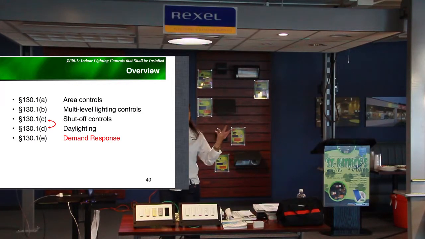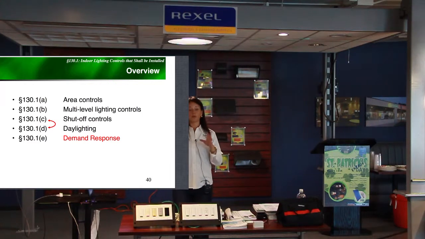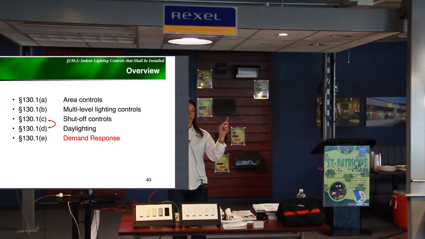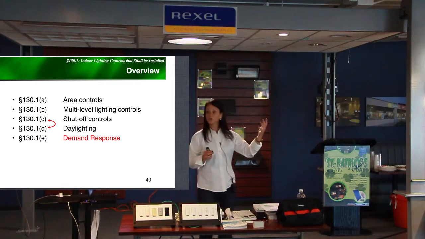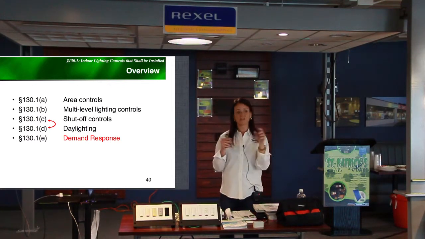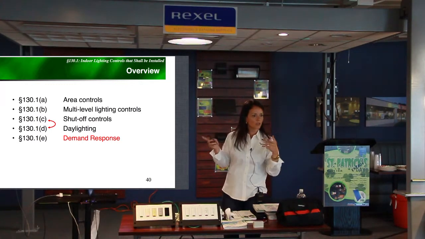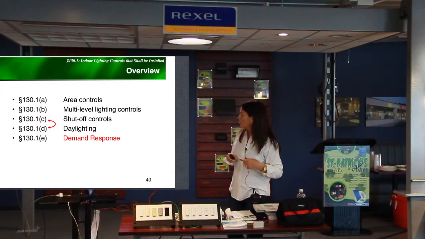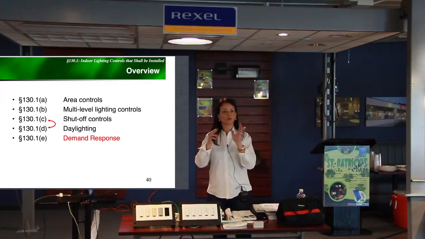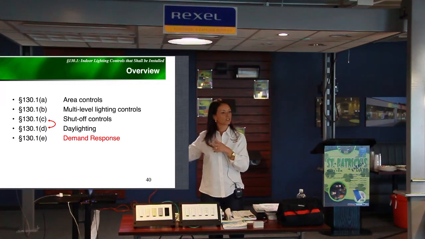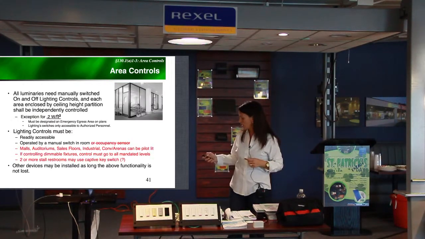If you memorize those numbers and letters, they can be helpful because a lot of charts talk about it. If you have a remodel, depending on the size of your retrofit, you need to follow some requirements. They're not going to say you have to have auto shut off. They're going to say you have to follow 130.1(c). So you need to follow C and D for daylighting. So there are some changes in the numbering of the code.